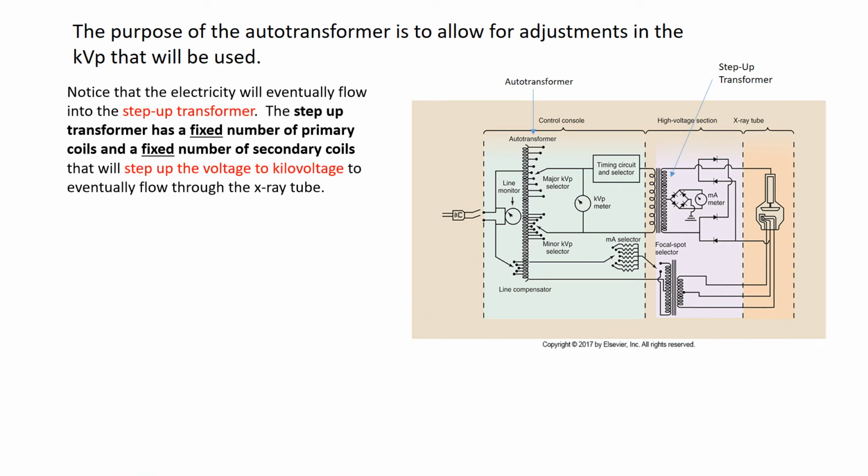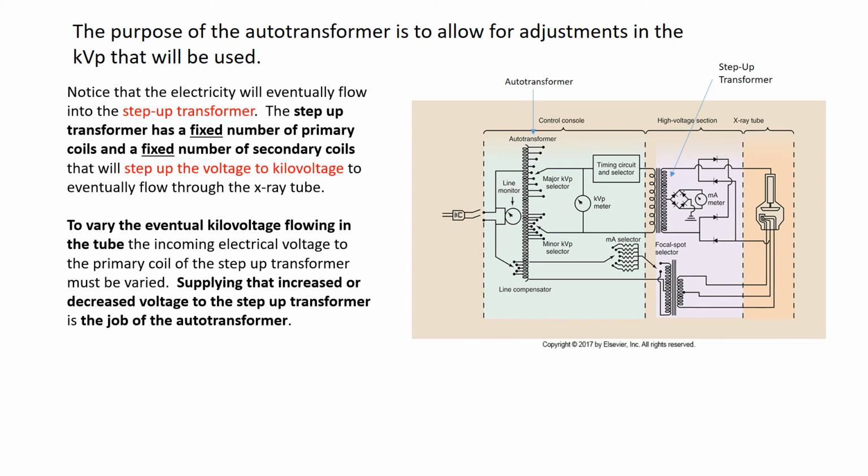So it says, notice that the electricity will eventually flow into the step-up transformer. The step-up transformer has a fixed number of primary coils and a fixed number of secondary coils that will step up the voltage to kilovoltage to eventually flow through the X-ray tube. So if you follow through on the drawing of the circuit there, you're going to see that eventually that kilovoltage that is created in the step-up transformer is going to be fed into the X-ray tube, which is at the far right.